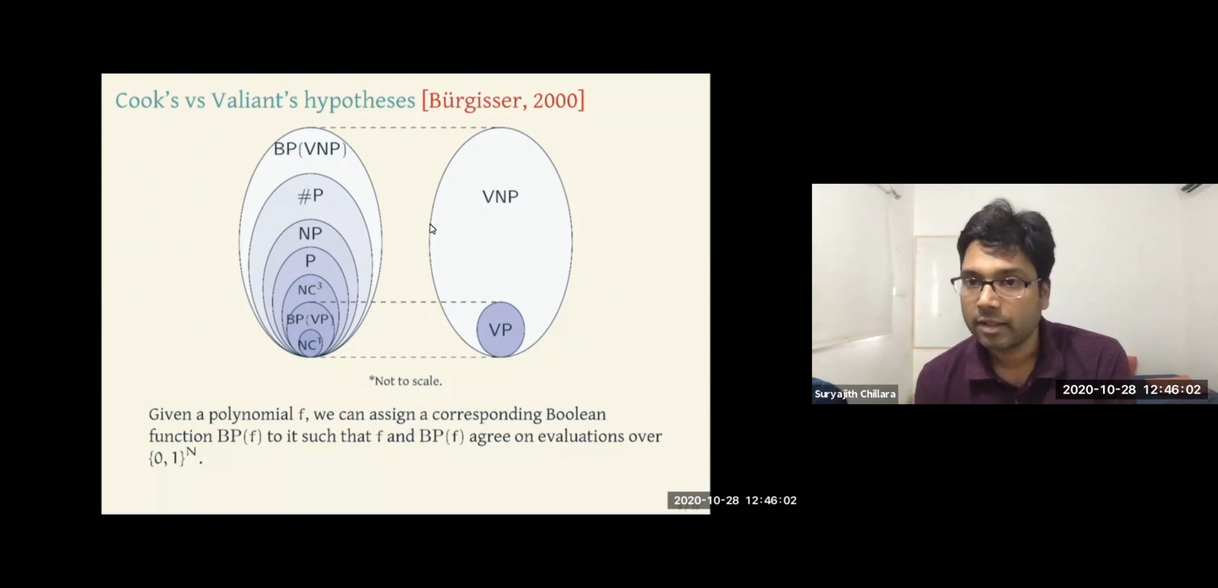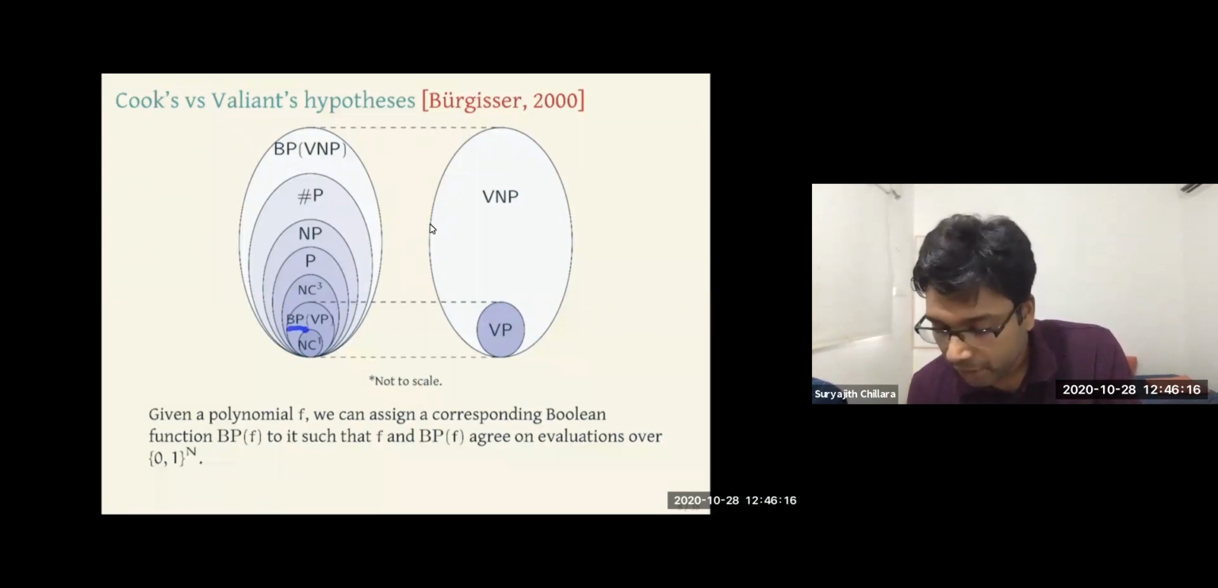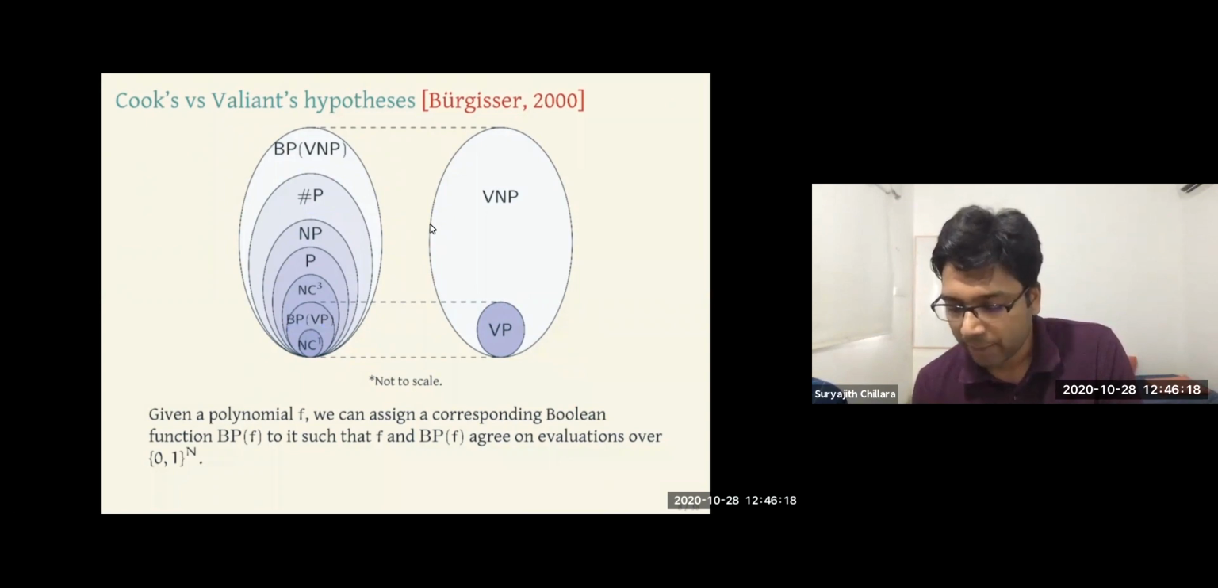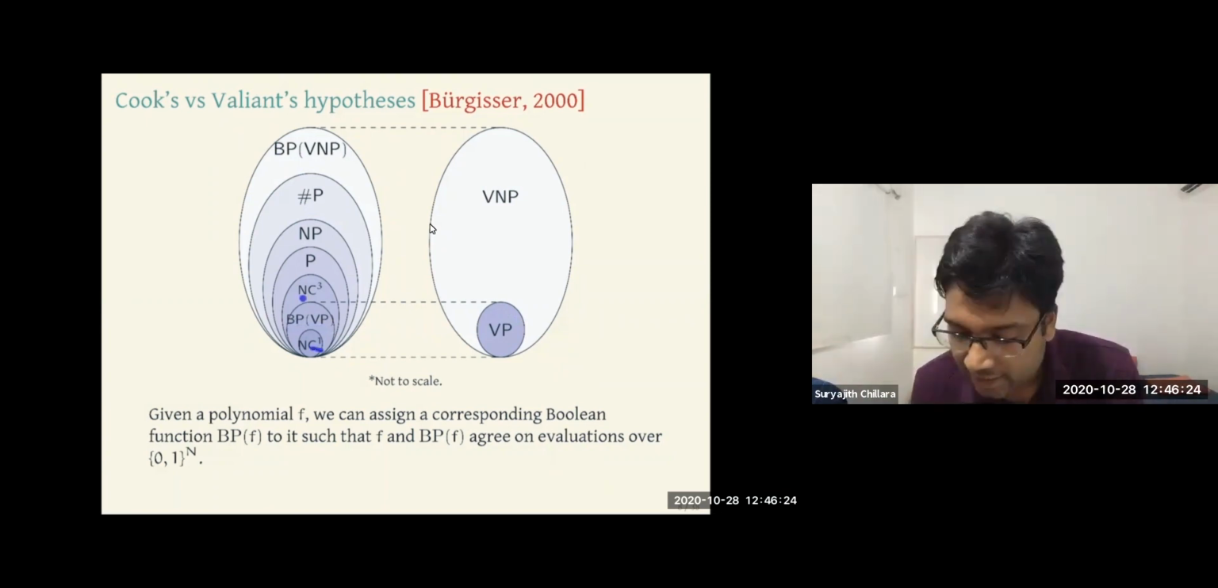So again, this definition actually uses what the underlying field is. I'm just pushing it under the carpet. Regardless of the field, BP of VNP lies beyond #P, and BP of VP, the Boolean part of the polynomials that are efficiently computable, lies between NC1 and NC3 in the hierarchy.